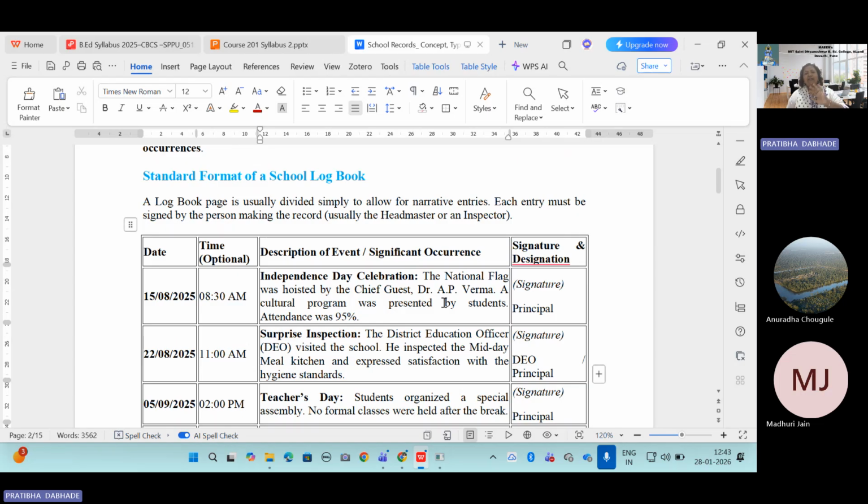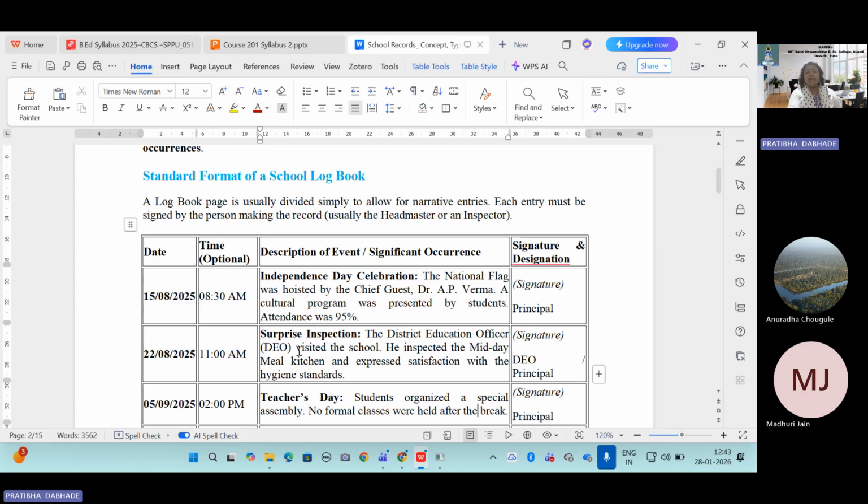जैसे हम बोलते हैं कि if you are writing a daily diary, not all, but very few people have the habit of writing their own diary on a daily basis, right? ऐसे नहीं होता ना कि सुबह मैं इतने बजे उठी मैंने ये खाया. In a narrative, in a very compact way, they write their diary. So see what the principal has mentioned: Independence Day celebration, the flag hoisting done by the particular chief guest, the name of the chief guest, a cultural program presented by the students, and the total attendance. Only highlighted points are included in this logbook.